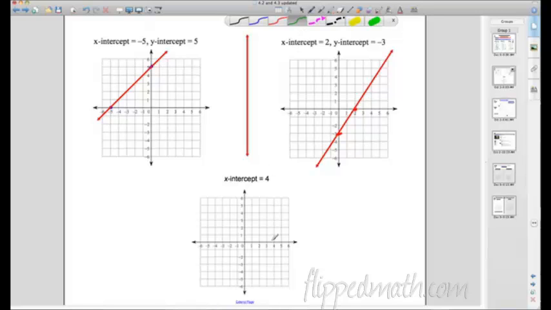It says the x-intercept is 4, so we'll go to 4 and put a dot. There is no y-intercept, so what are we going to do here? Well, it's got to be parallel to the y-axis. It can never touch it. So it has to look just like it. So wow, we've graphed a nice vertical line.